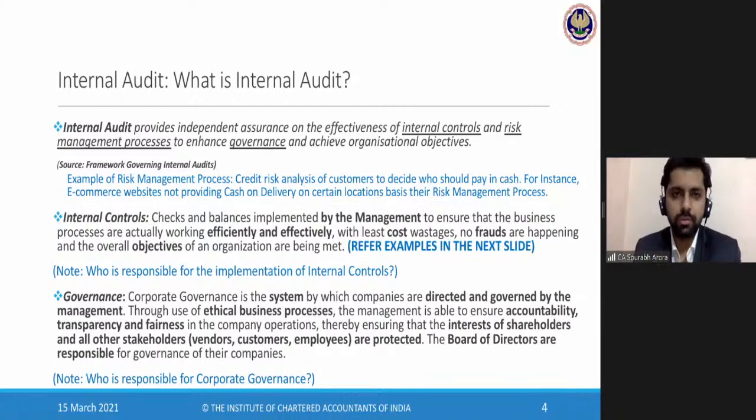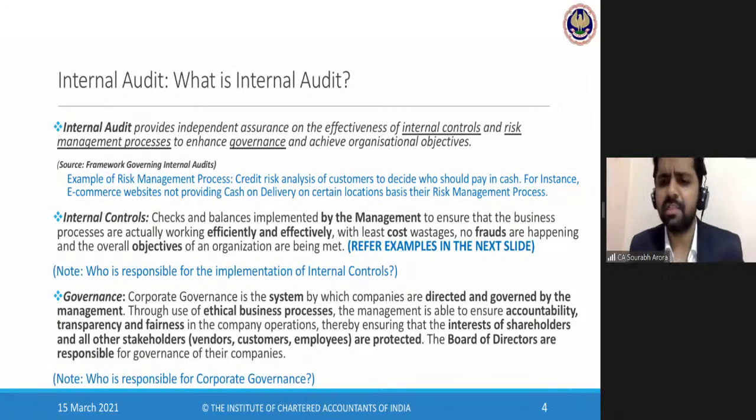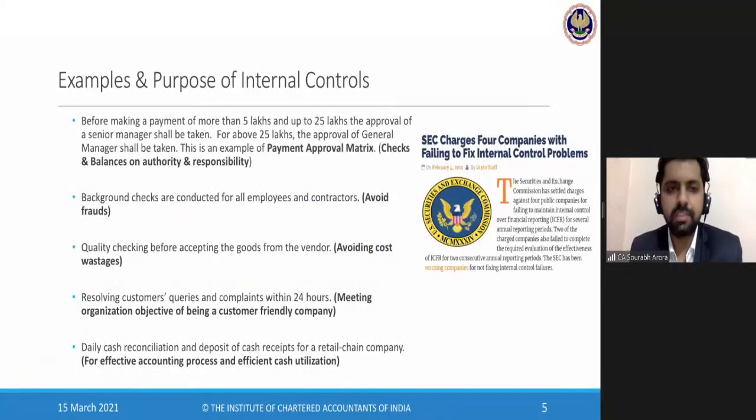Now, what are internal controls? Internal controls is a very important concept, and students are requested to please pay good attention to it. How are we going to discuss it? We are going to discuss it through examples. We can read the definition over here. It is very easy to read the definition and memorize it. But what is difficult, and what is required of students, is to understand the concepts clearly, and through examples only. So we are not going to force the concepts on the students.